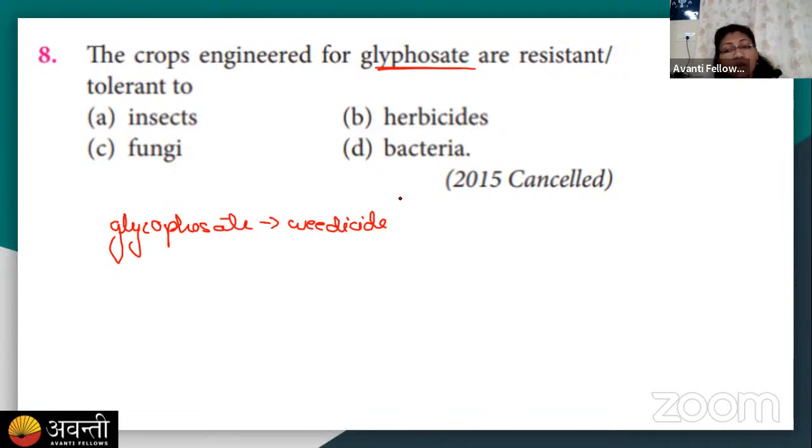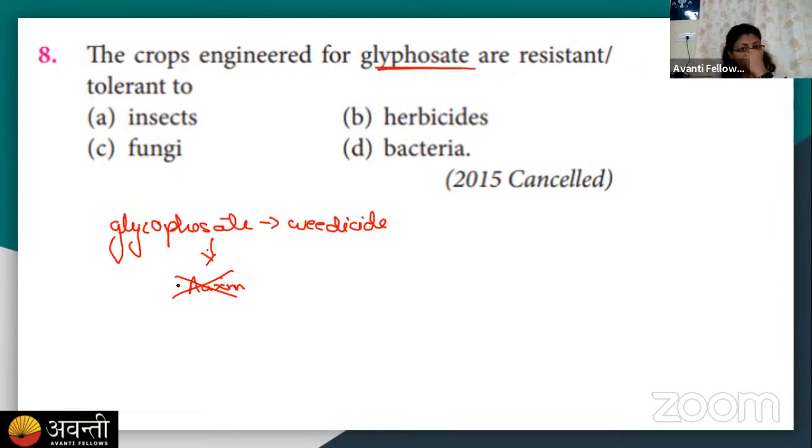But when this glyphosate acts, that particular enzyme which is responsible for the formation of auxin gets completely deactivated. If that enzyme gets deactivated, auxin formation will not take place, right? If glyphosate is sprayed on the plant, the auxin formation will not take place. And if the auxin is not produced, as you know, auxin is the major growth hormone in a plant. So the growth of the plant is restricted and the plant will die. So this is how glyphosate is used as a weedicide.